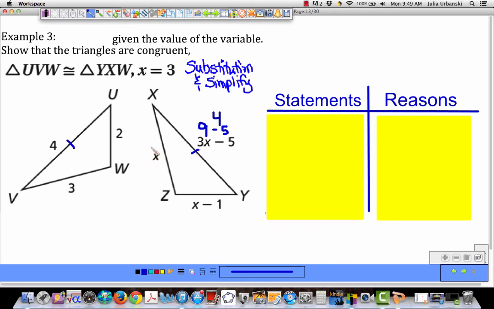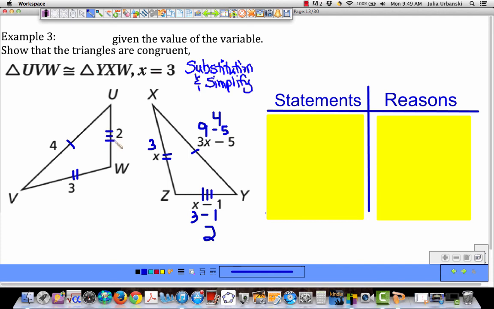X equals 3 right here, so I could plug this in and call this 3. This side of 3 is congruent to this side of 3. Why? By the definition of congruence. Two things that are equal are congruent. And the last one, if x equals 3, I plug it in right here, 3 minus 1, and I get 2. And that makes this side equal to the other side, that's 2, which is right over here.